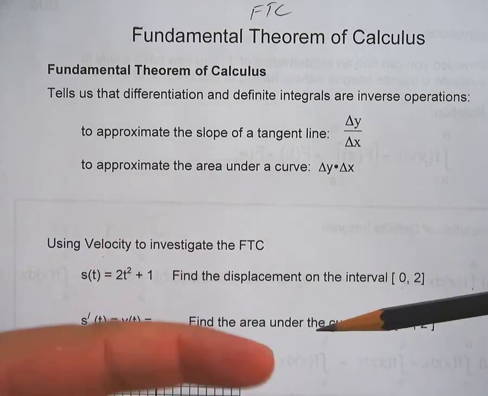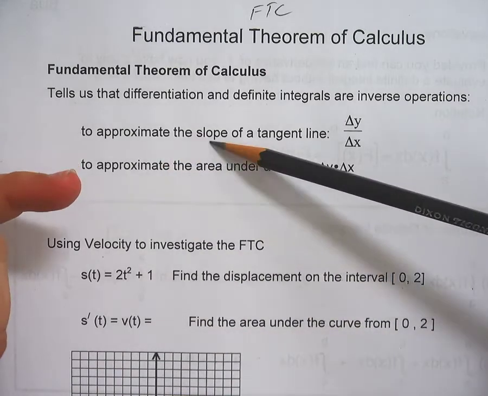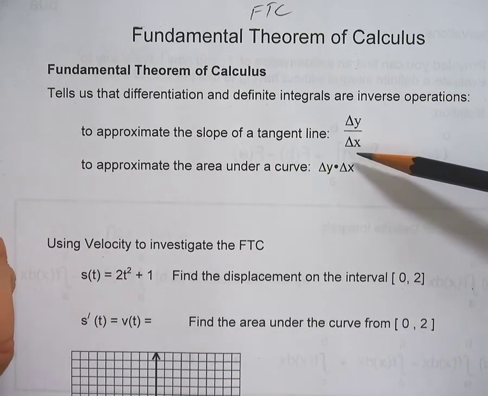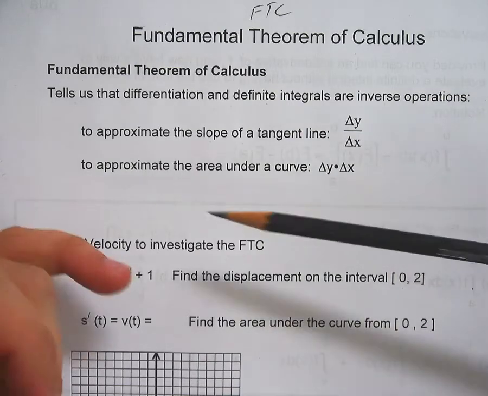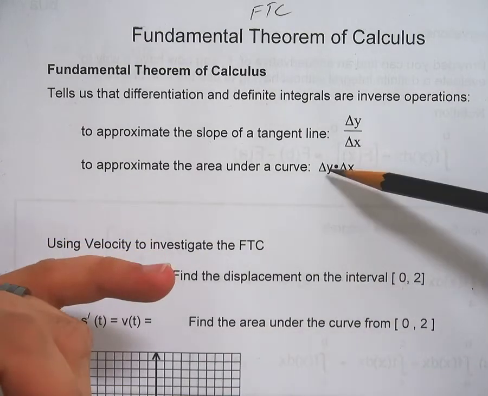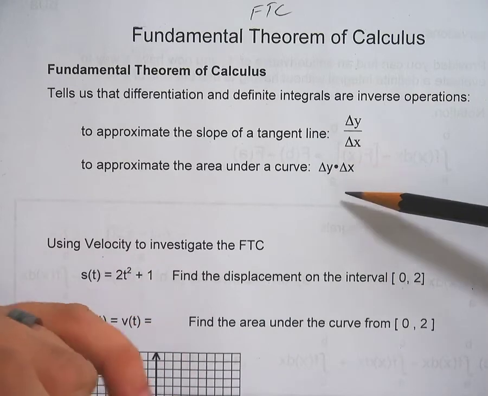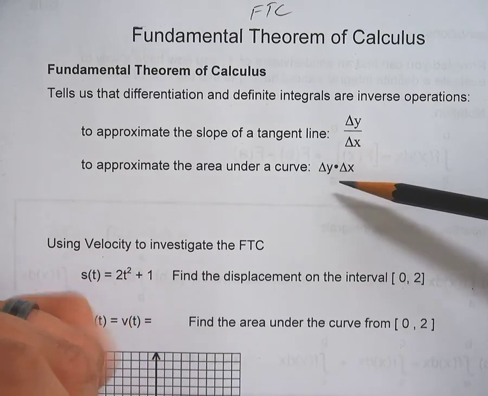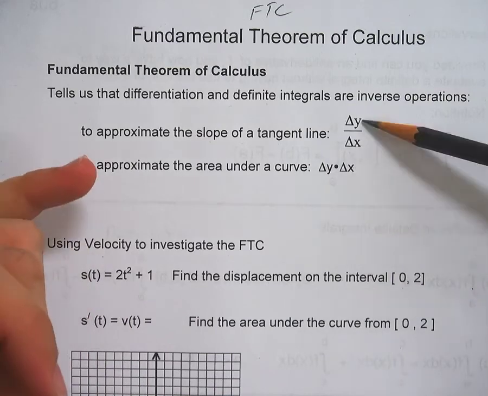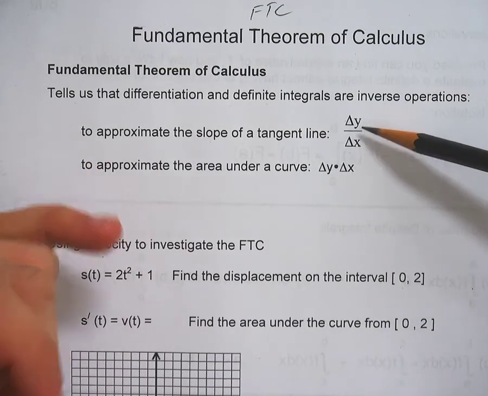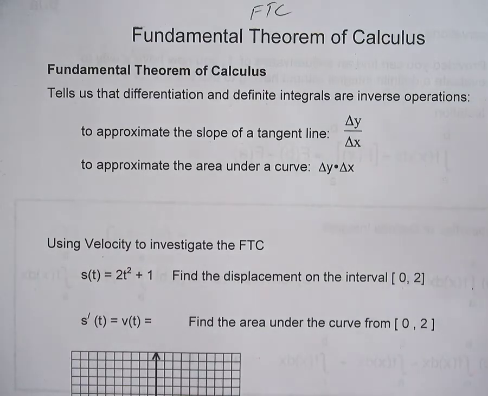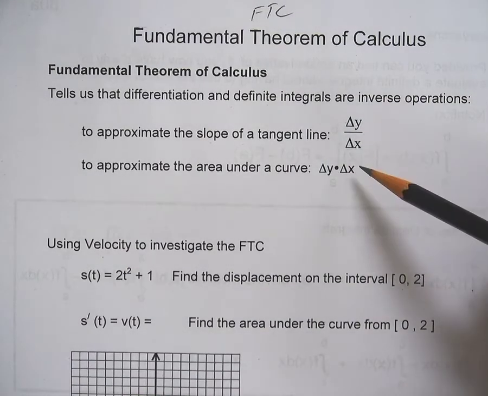To approximate the slope of a tangent line, we do the change in y over change in x. To approximate the area under a curve, we do the change in y times the change in x. So the area was length times width, or base times height. The approximate slope was delta y over delta x, y2 minus y1 over x2 minus x1. It's the formula for slope, right? Well, these are the algebra ways of thinking about this.